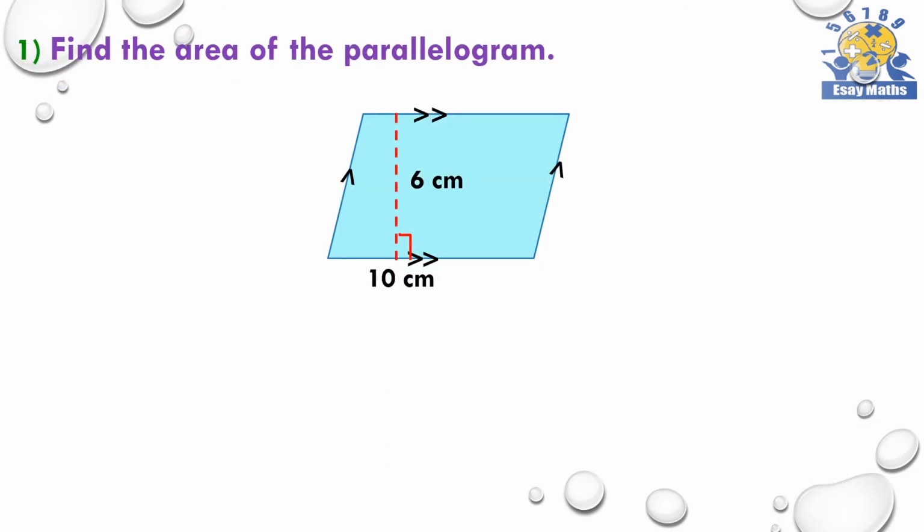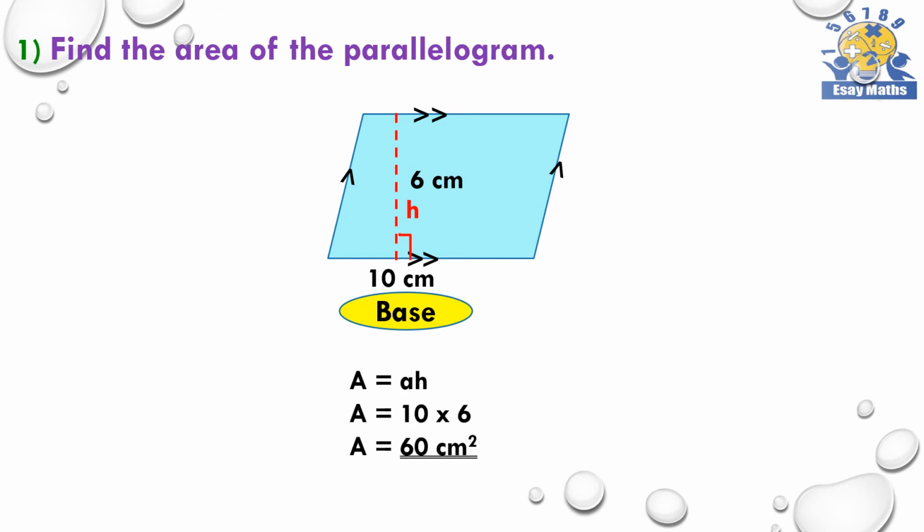First one, find the area of the parallelogram. At first you should identify which is the base and which is the perpendicular height. Perpendicular height is 6 centimeters and the base is 10 centimeters. You know the formula is capital A equals AH. Now substitute the values. 10 into 6. So the answer is 60 squared centimeters.